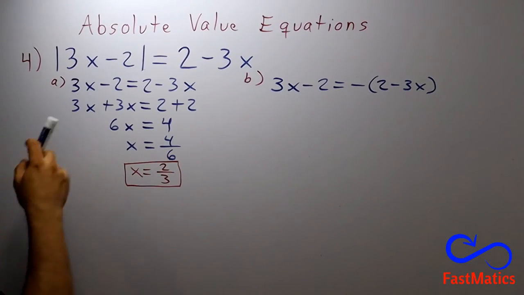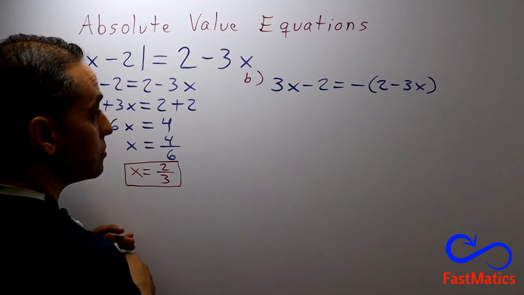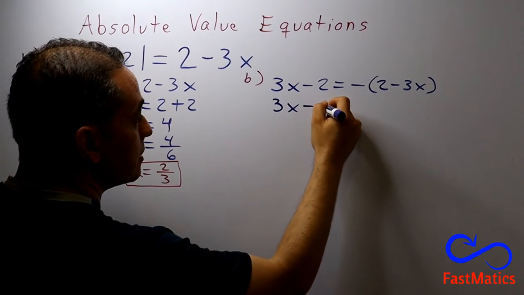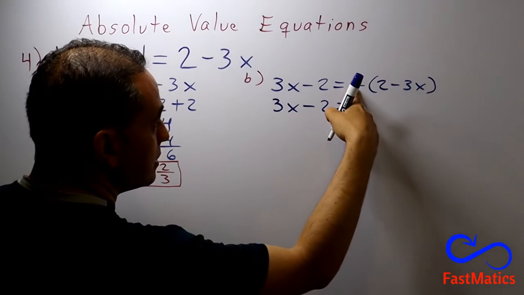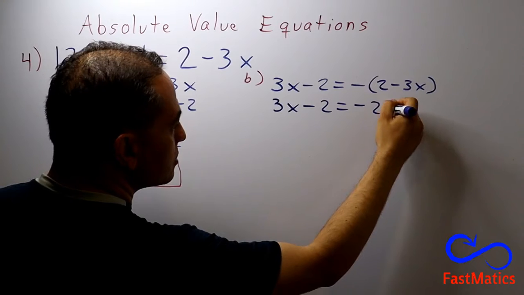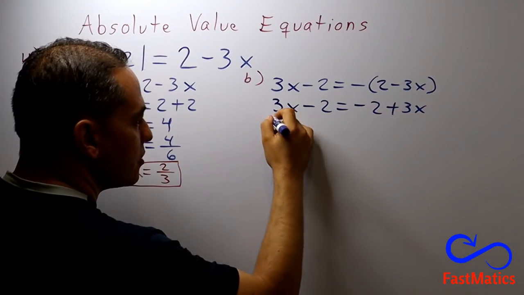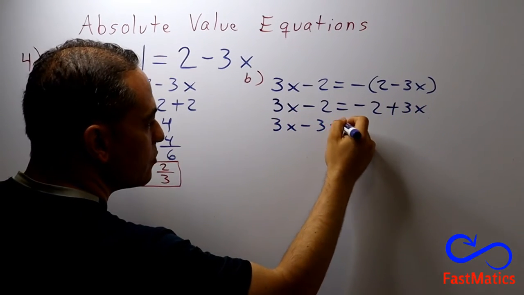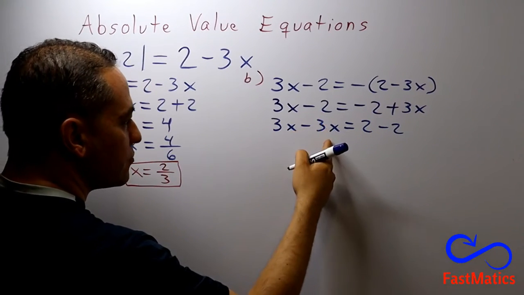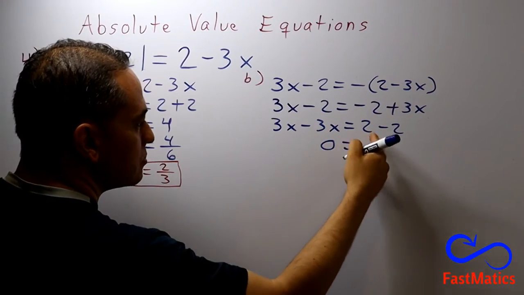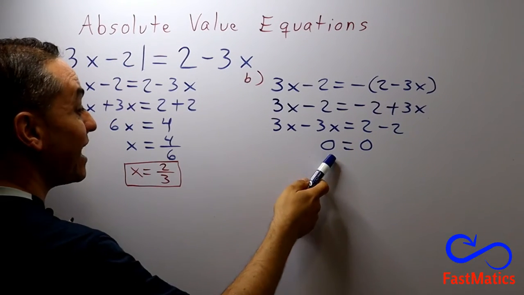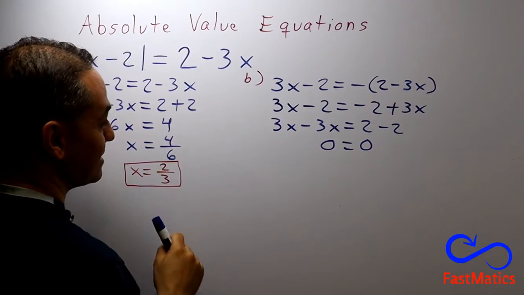After that, we are going to solve the other equation. 3x minus 2 is equal to negative times positive, negative, negative times negative, positive. Everything with x to the left side, everything without x to the right side. 3x minus 3x is 0, and 2 minus 2 is 0. Oh, here we have a special case.